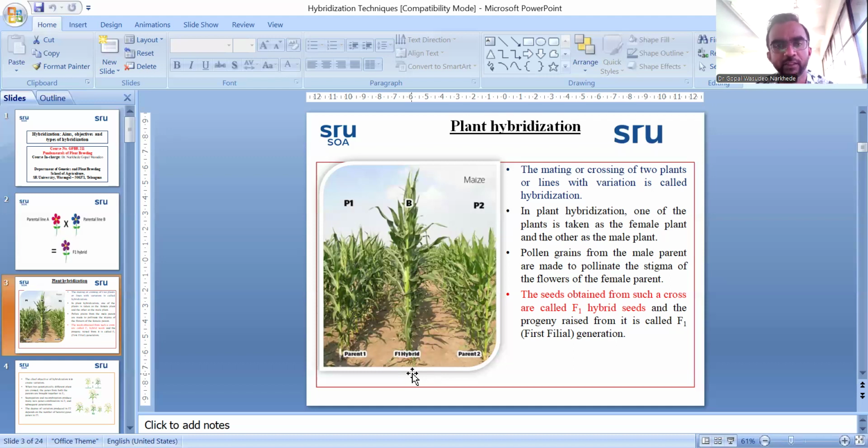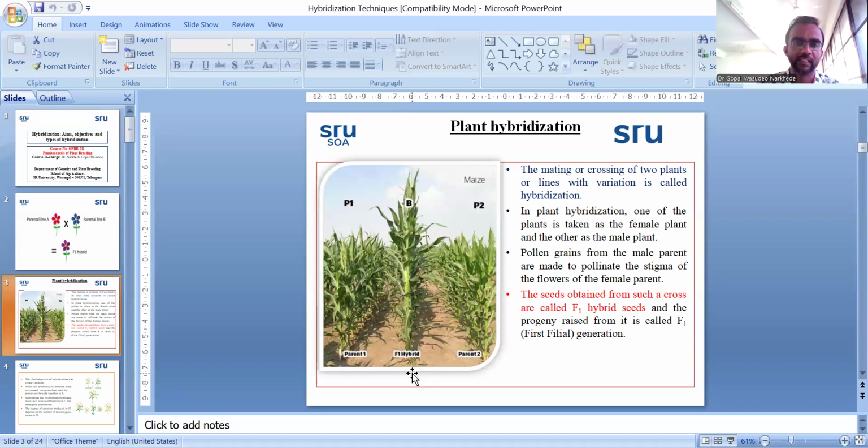After selection of two parents, you have to designate one as a female parent and one as a male parent. After designation, you collect pollen from your male parent and dust it on the stigma of the flower of the female parent. That will complete your emasculation and pollination process. After a successful harvesting, those seeds you can call F1 hybrid seeds, and the generation you raise from that hybrid seed is called the F1 generation. F1 means first filial generation.